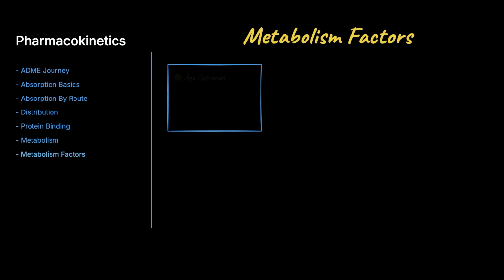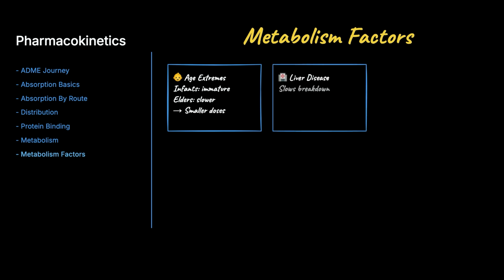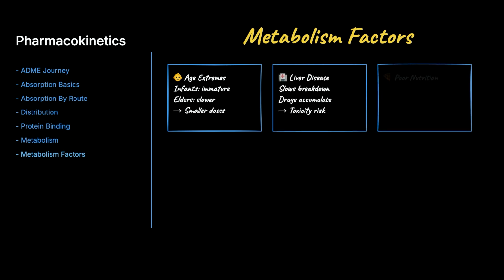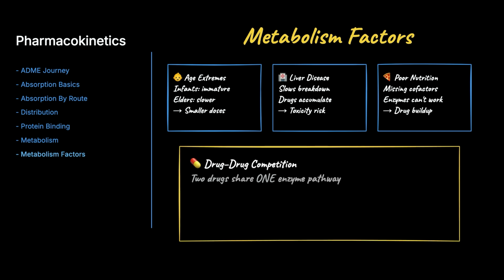Several factors change how fast metabolism happens. Infants have immature liver enzymes, and older adults metabolize more slowly, so both groups often need smaller doses. Liver disease slows metabolism, allowing drugs to build up. Poor nutrition removes the cofactors enzymes need. And when 2 drugs share the same enzyme pathway, they compete, pushing levels toward toxicity.